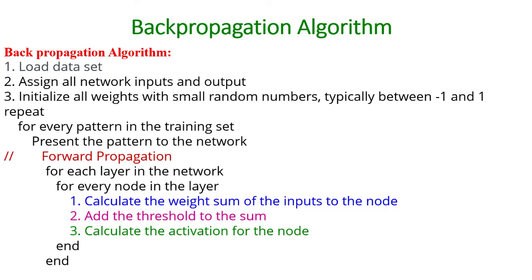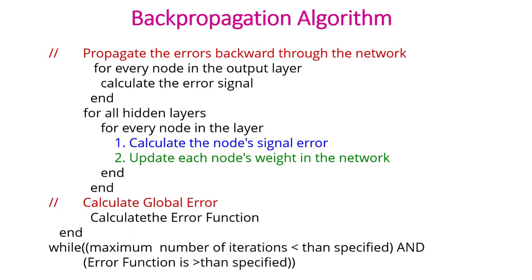For each layer in the network and for every node in the layer, calculate the weighted sum of the inputs to the node. Add the threshold to the sum. Calculate the activation for the node. The next step is propagate the errors backward through the network.